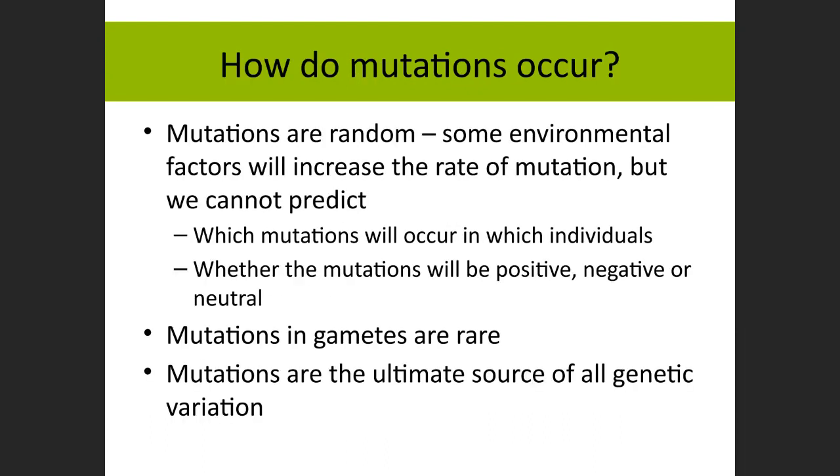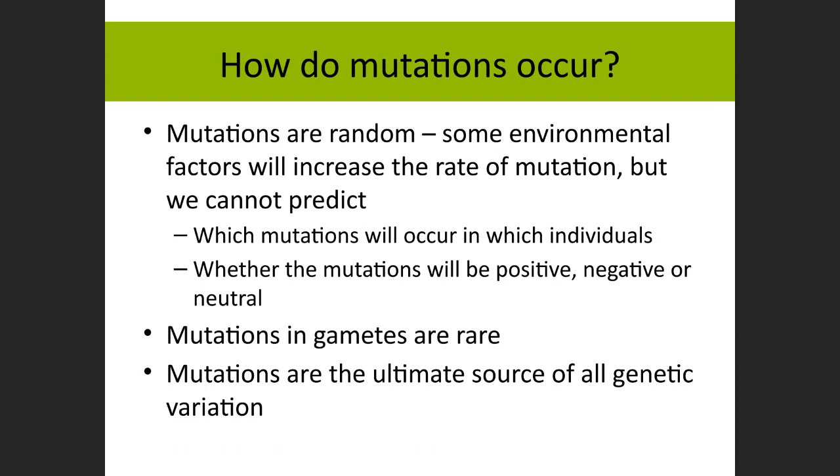So how do mutations occur? First of all, mutations are random. We are going to be discussing this in lab as well, but some environmental factors may increase mutation, but we can't predict how many mutations there will be. We can't predict where they will be, and we can't predict what they will be. Mutations are truly random, and they're rare.